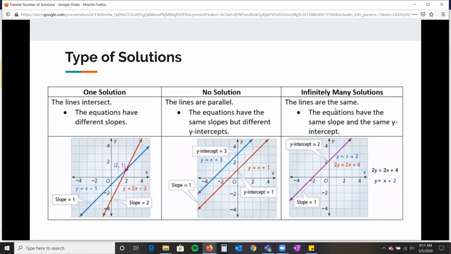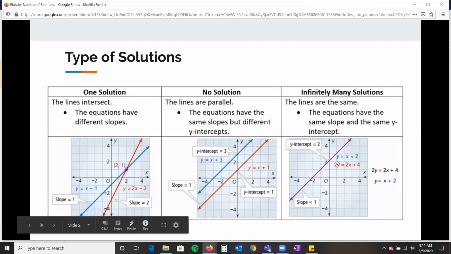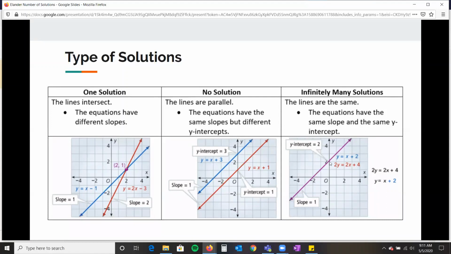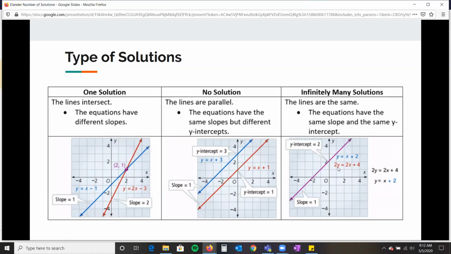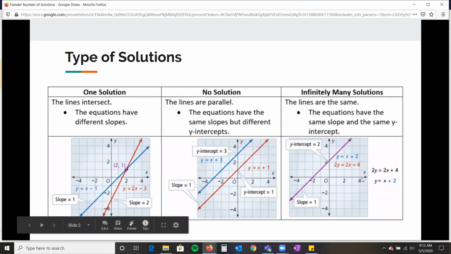And then the last one, infinitely many solutions: the lines are the same. If you see in this picture here, y equals x plus 2, 2y equals 2x plus 4. They look like different equations, but if we were to graph them, it's the same line. We could also divide this whole red equation by 2, and you get y equals x plus 2. So that shows that it's the same line.